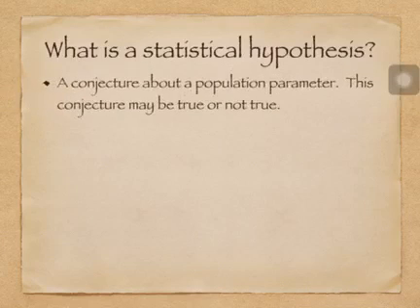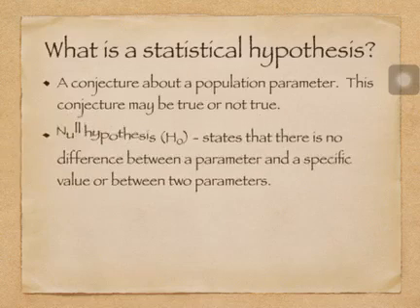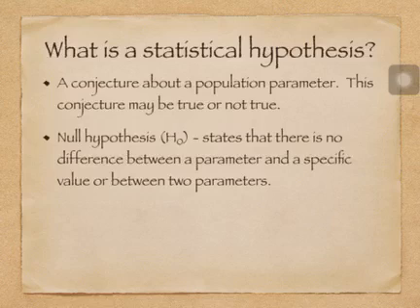So when you talk about statistical hypothesis, it means a conjecture or an assumption about a population parameter. This conjecture may be true or not true. There are 2 kinds of statistical hypothesis. We have first the null hypothesis, which is represented by H sub 0. It states that there is no difference between a parameter and a specific value or between 2 parameters. So it is usually the hypothesis that sample observations result purely from chance.